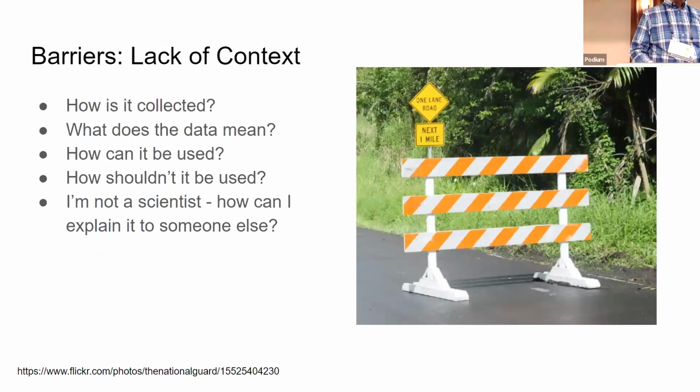And then the final set of barriers is really around the lack of context. So where does the data come from? What does it mean? How can I use it? How shouldn't it be used? And I'm not a scientist. How can I explain it to somebody else?